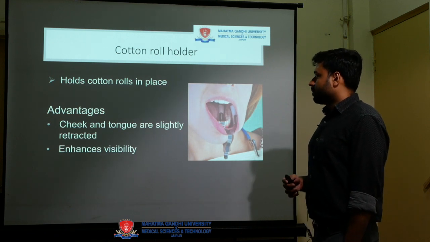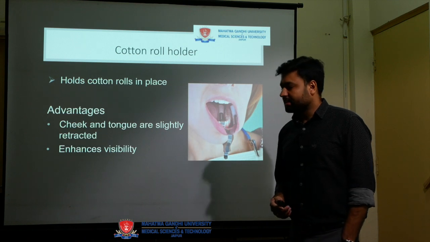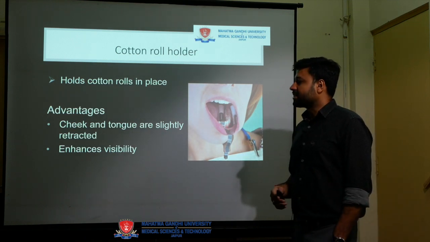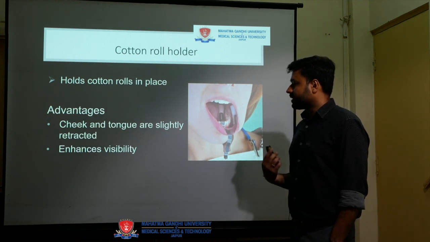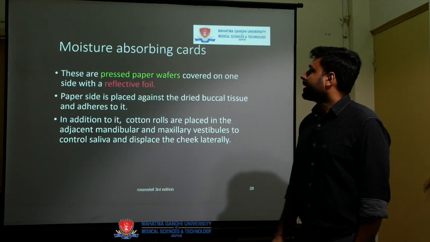Then we have the cotton roll holder. It holds the cotton roll in place, and the basic advantage of this is that the cheek and tongue are slightly retracted, so iatrogenic errors are less. Then it enhances the visibility of your working area.